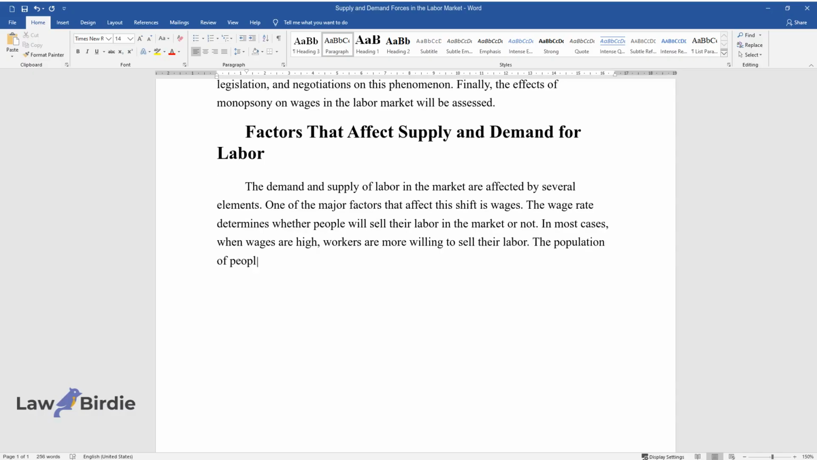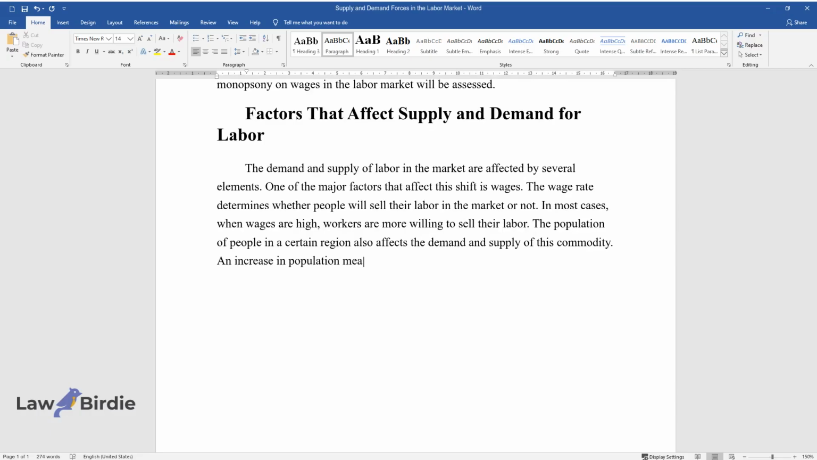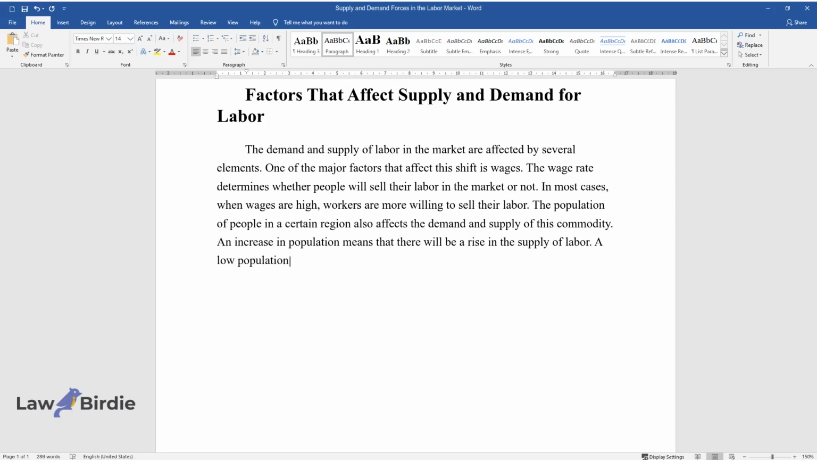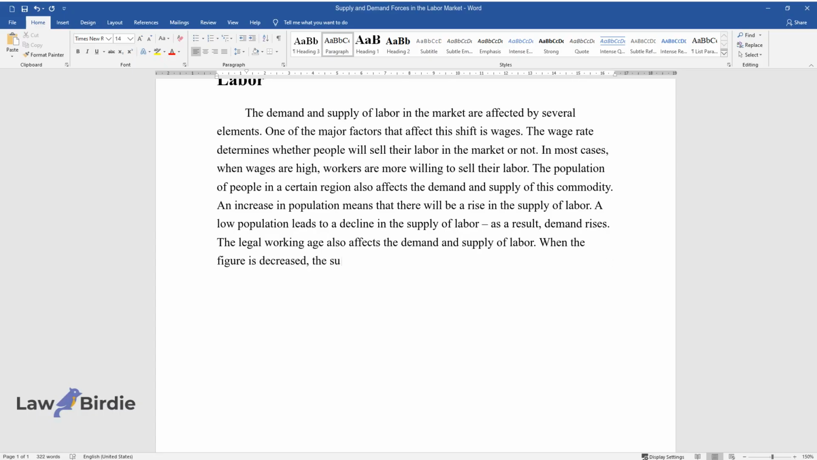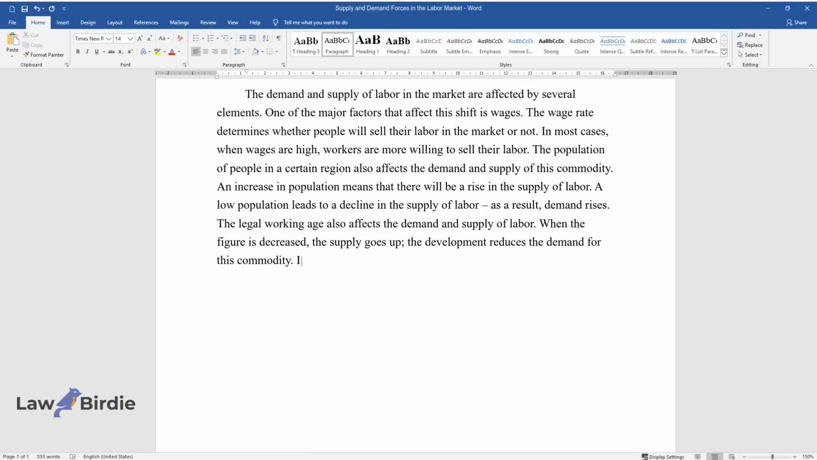The population of people in a certain region also affects the demand and supply of this commodity. An increase in population means that there will be a rise in the supply of labor. A low population leads to a decline in the supply of labor. As a result, demand rises. The legal working age also affects the demand and supply of labor. When the figure is decreased, the supply goes up, and the development reduces the demand for this commodity.